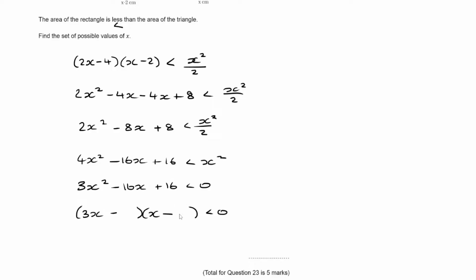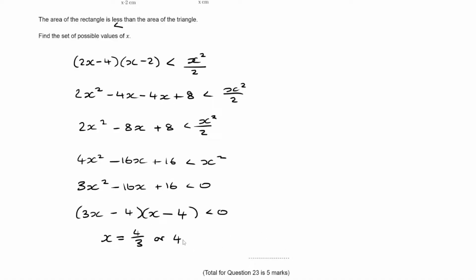Okay, so I think we get 4 and 4, because 3 times 4 is 12, and then obviously the other 4 makes 16. So solving that, I would just put x equal to, and then we'll put the inequality back in at the end. So that's positive 4/3 or positive 4.